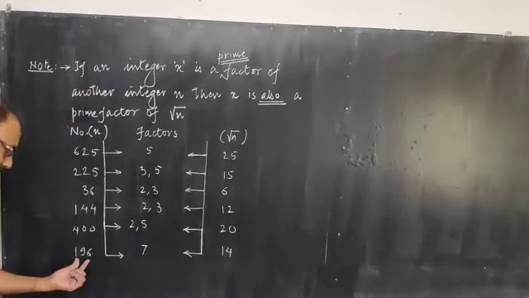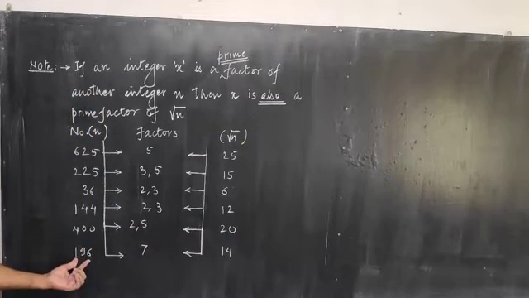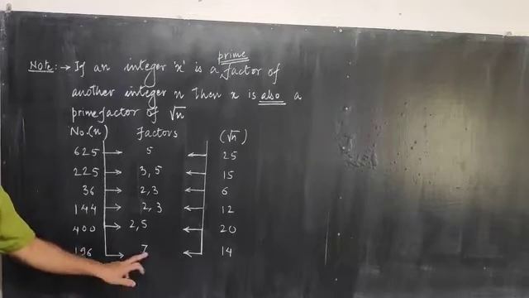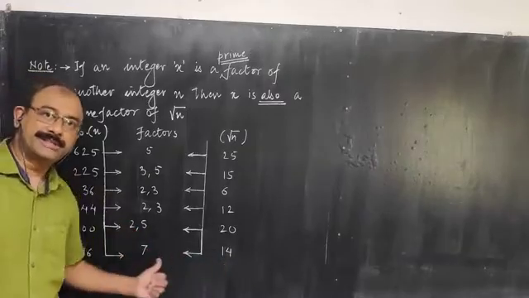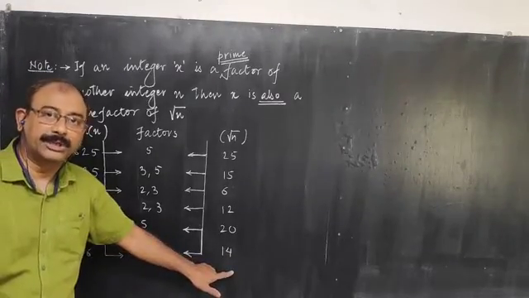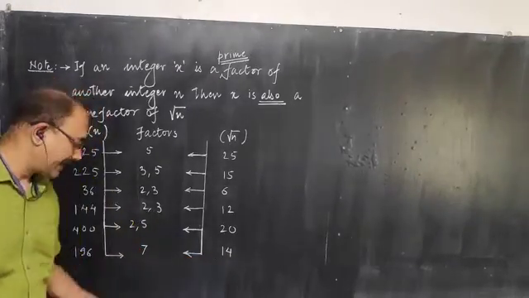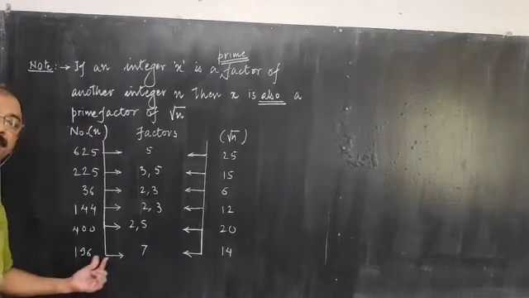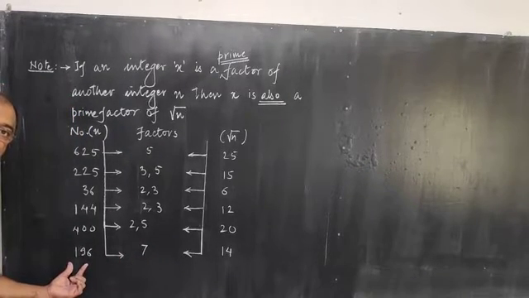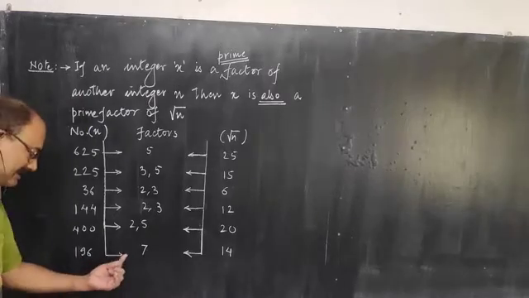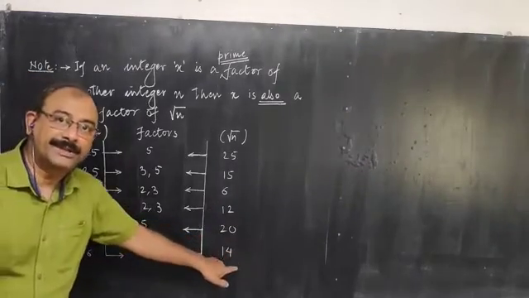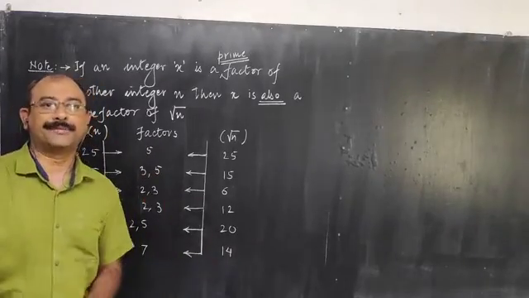Let us take this number 196. Try to divide it by 7. You will realize that 7 is a factor of 196. Take the square root, 14. 7 is also a factor of 14. What do you understand? If a number is a factor of an integer, then the same number is also a factor of the square root of that number.